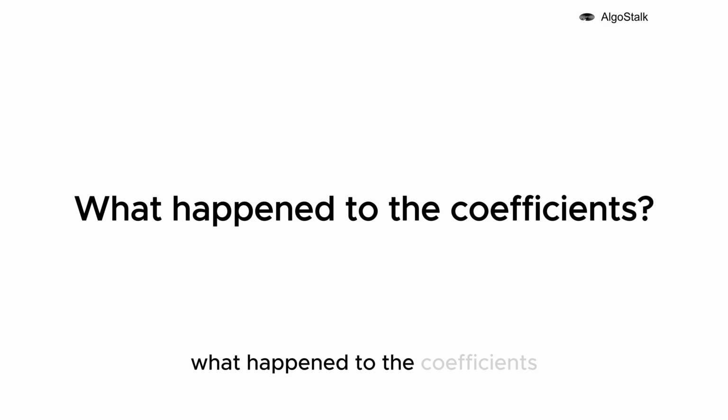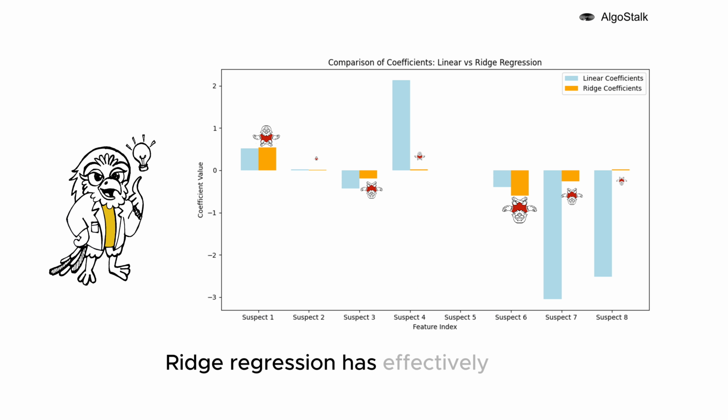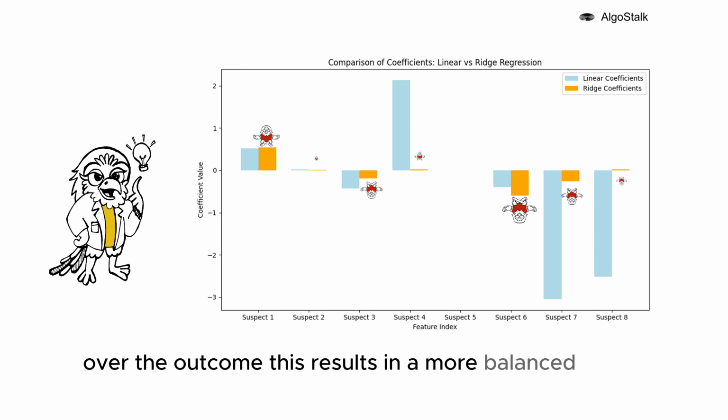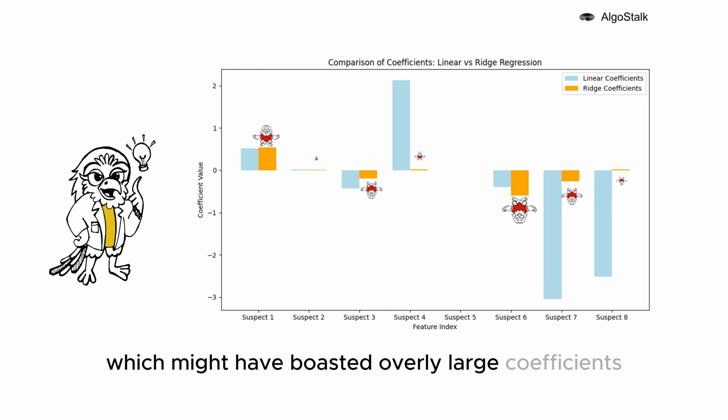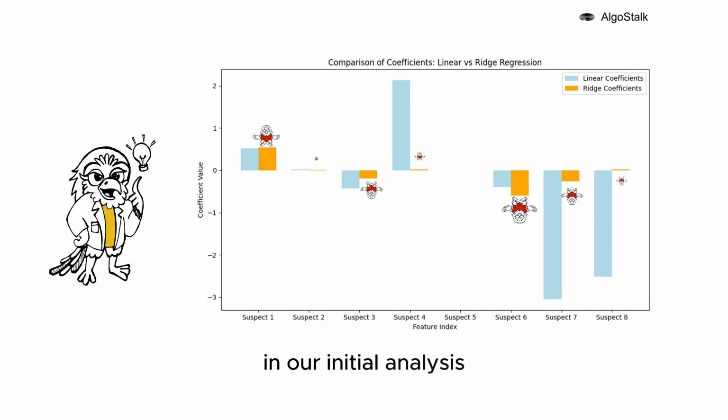What happened to the coefficients? Ridge regression has effectively shrunk the coefficients of all features. Thanks to regularization, we've ensured that no single feature wields too much influence over the outcome. This results in a more balanced model, where each suspect has a fair chance to contribute to the investigation. Some suspects, which might have boasted overly large coefficients in our initial analysis, have been reined in.